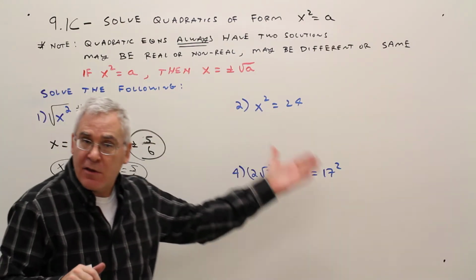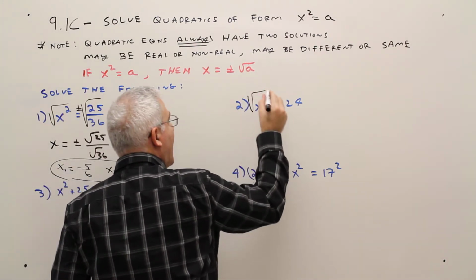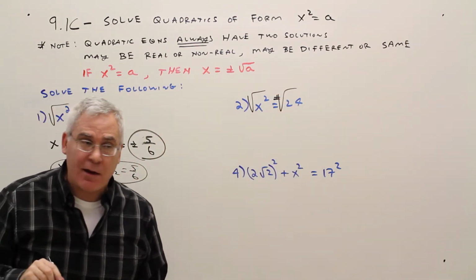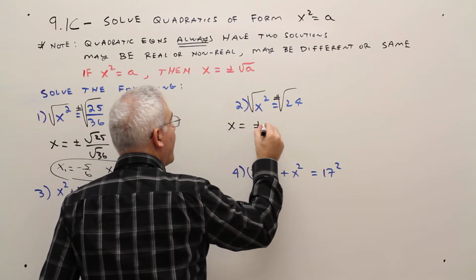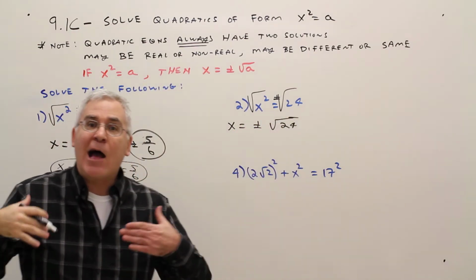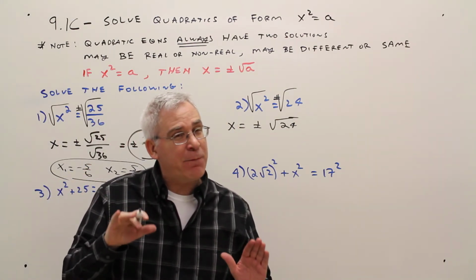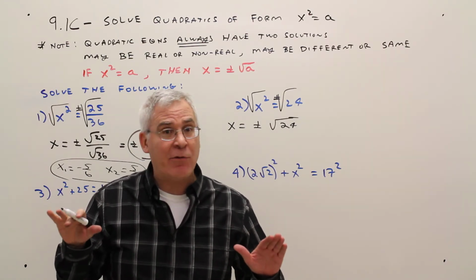Problem 2. Same thing. I'm going to take the square root of the left side and plus or minus the square root of the right side. So I'll get x equals plus or minus the square root of 24. Now, you always want to report your answers in exact simplified form unless otherwise specified. Sometimes they might say round to the nearest tenth.